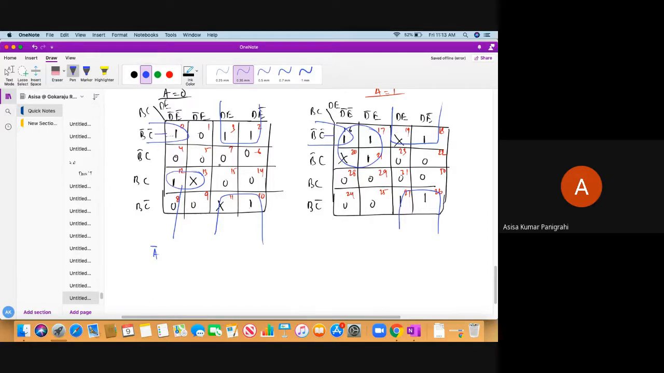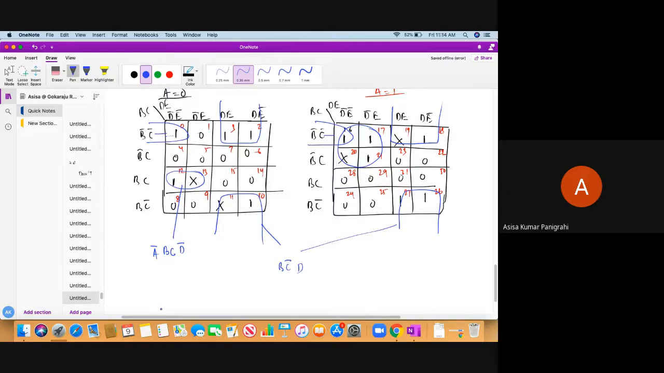So now for this we got A bar. What else will we get from this? Actually B, C and D bar. And from these two groupings, what did we get? From this A will be diminished. And what is common here? B, C bar is common. And any other? Yes, D is common. B, C bar, D. Okay.